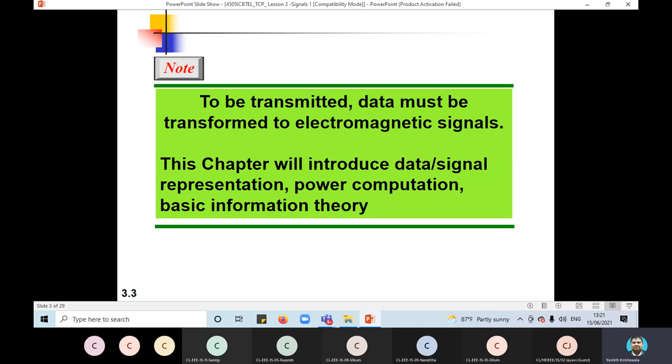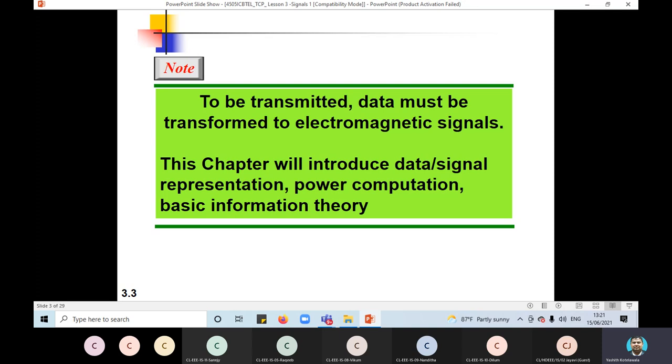Okay, speech has to be converted, text has to be converted, pictures and colors have to be converted. A lot of things can be converted into electromagnetic fields and signals, then keep transferring here and there. So that is what we call transmission or communication signals. This chapter will introduce data and signal representation, power computation, and basic information theory, right?